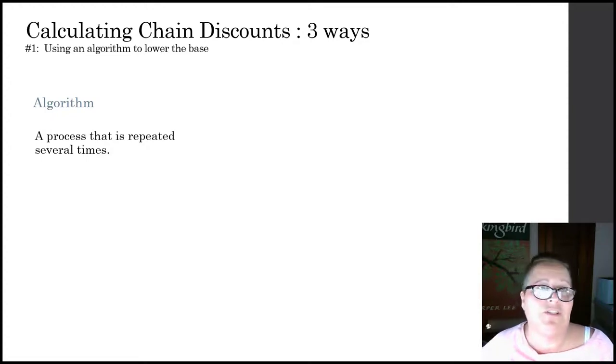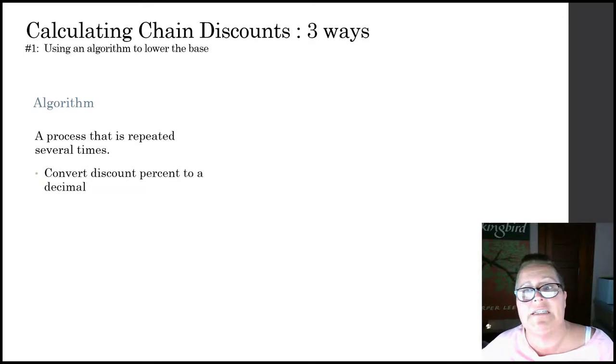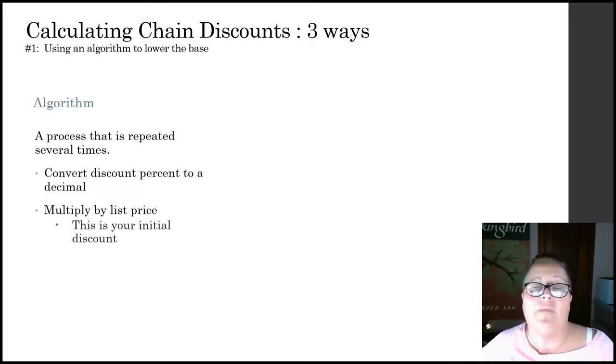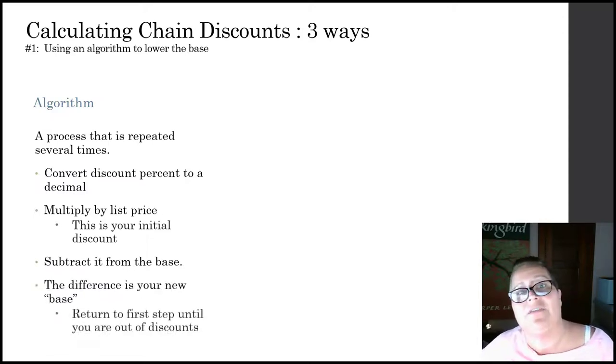So what we're going to do is we're literally going to find that discounted percent and convert it to a decimal. We're going to multiply that by our base. To start with, that's going to be our list price. And then we're going to subtract that amount from the base, and that's going to give us what's known as the new base. And we're going to keep returning to that new base and checking off each discount until we no longer have a discount to apply. Here's what that looks like.